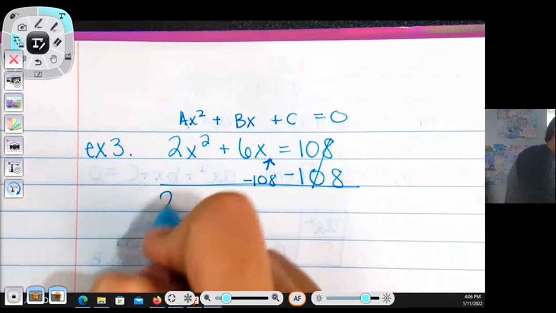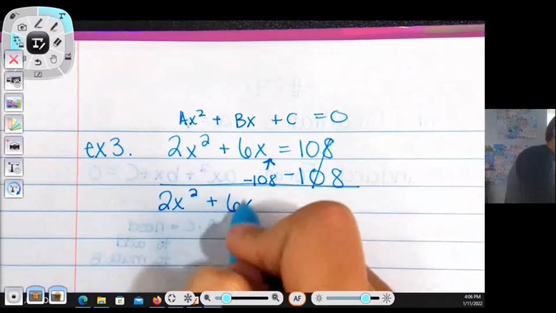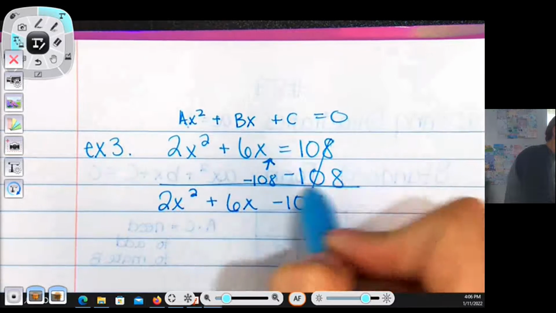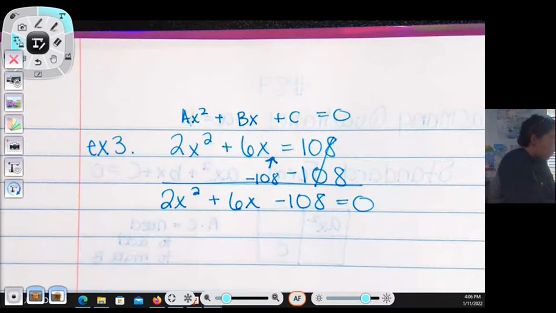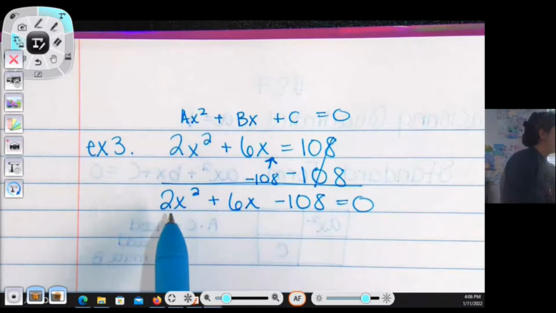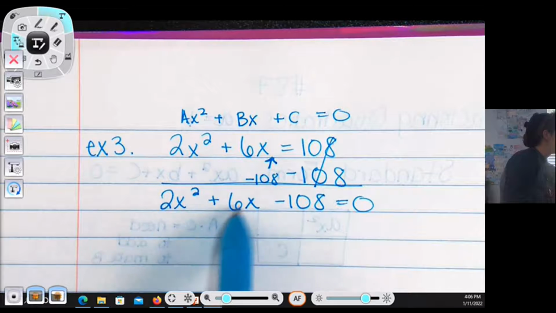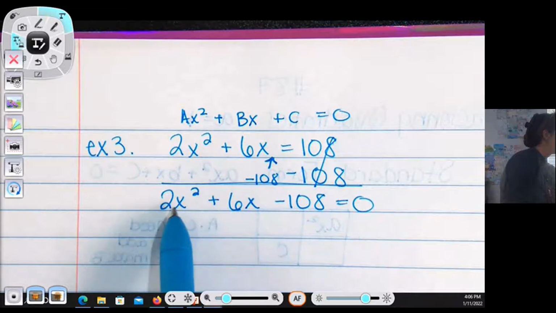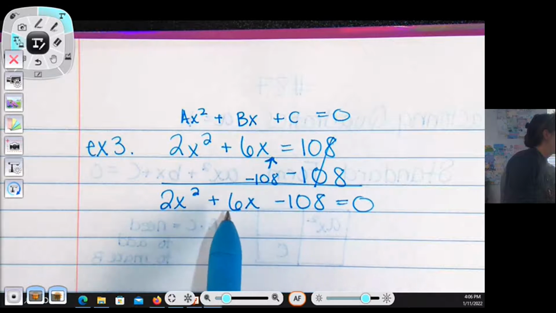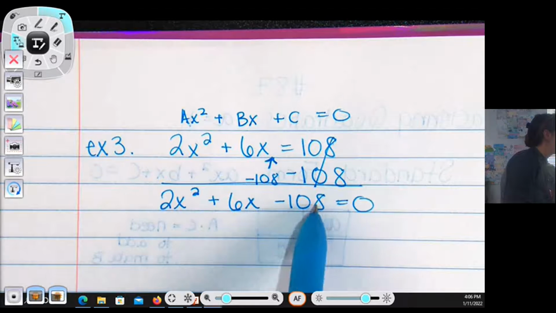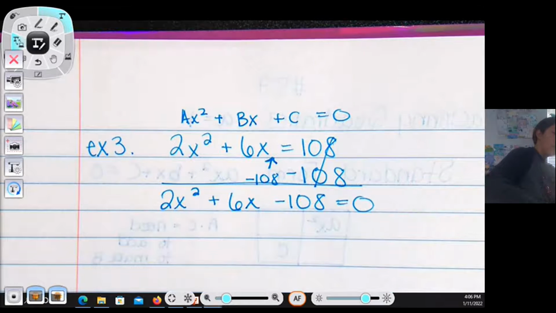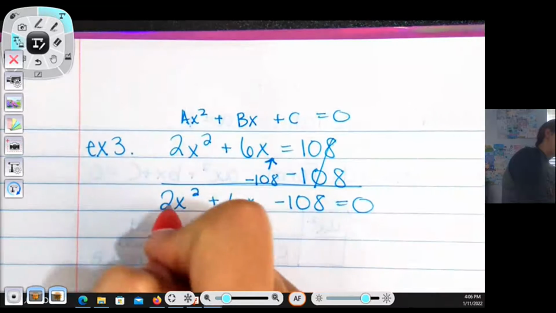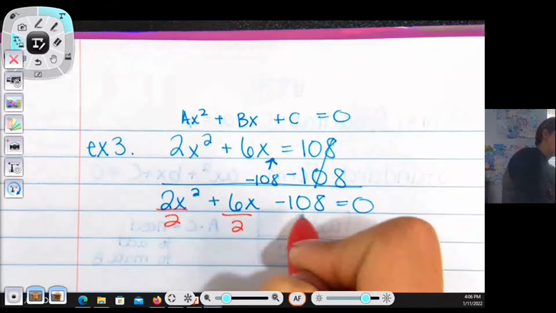So these cancel. I have 2x squared plus 6x minus 108, because now it's minus because I moved it, equals 0. Now, we're doing the easier ones today, so a is going to be equal to 1. So I have to get rid of this. You want to always take out the greatest common factor in the beginning. Notice that these are all divisible by the same number. So I'm going to divide by 2 to get these numbers to be smaller. I don't want to deal with 108. That's terrible. So I'm going to simplify my problem. So I divide by 2 here, 2 here, 2 here.